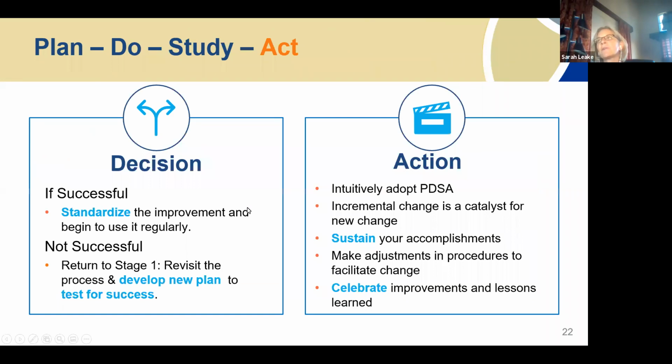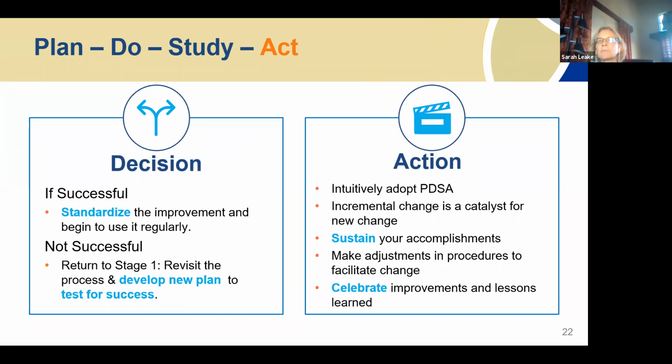So we are now in the ACT stage. The study went pretty fast, but you would take all of that data that Stevie talked about, all of that previous doing and collecting the data, and then you analyze it and determine what action to take. So you come to a decision. If your team determines the plan resulted in success, then you can standardize that improvement and begin to use it regularly.